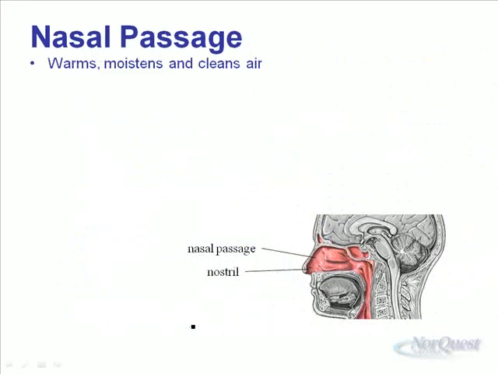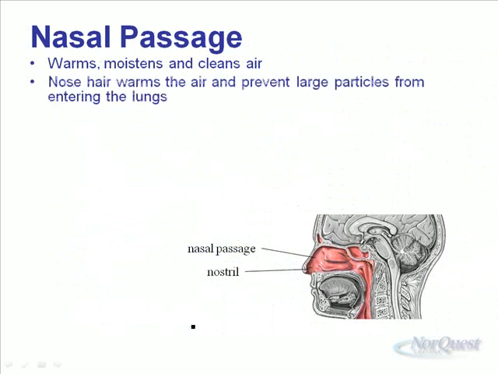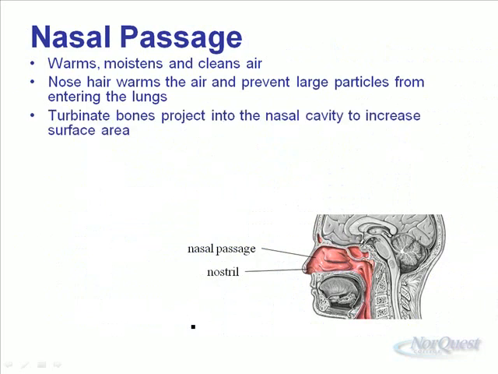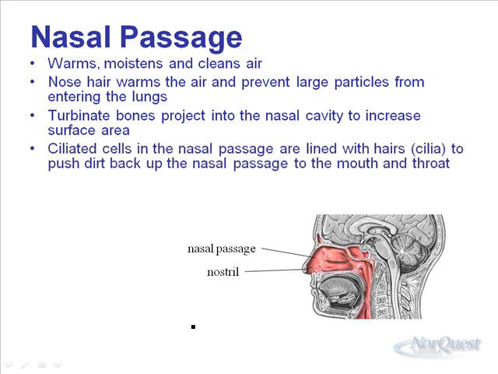So our nasal passage warms, moistens, cleans the air to prevent any infections or dirt getting into our lungs. The nose hairs help warm it up, and they also prevent large particles from entering our lungs. Turbinate bones project into our nasal cavity. They're tiny little bones, and what this does is it increases surface area of our nose to allow for more warming and more cleaning. The more surface we have, the more mucus can sit in our nose, and the more we can trap bacteria and dust before it gets down into our lungs.